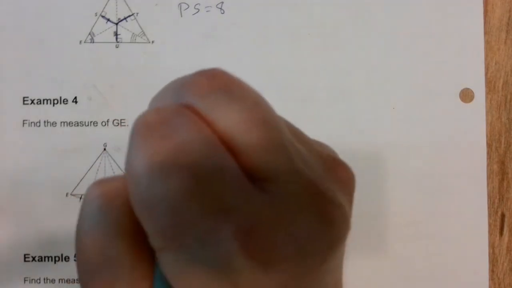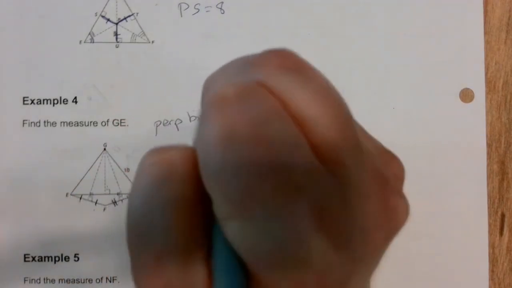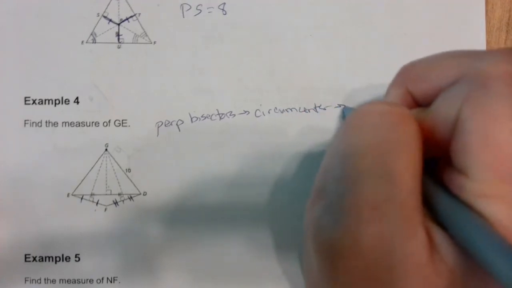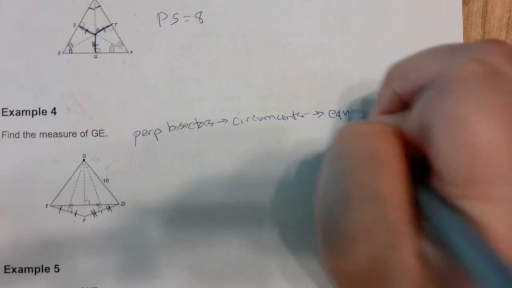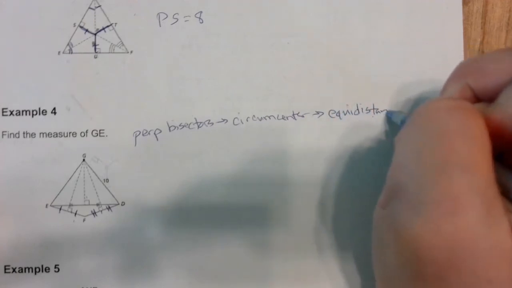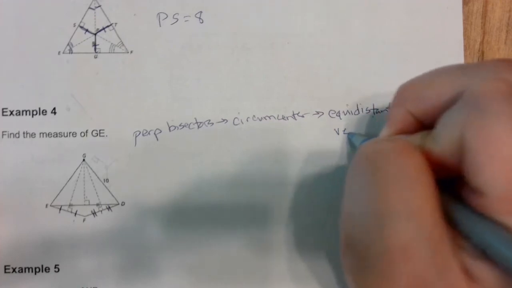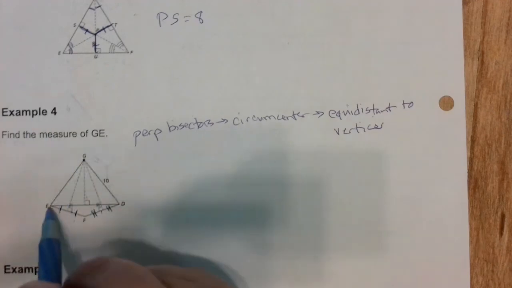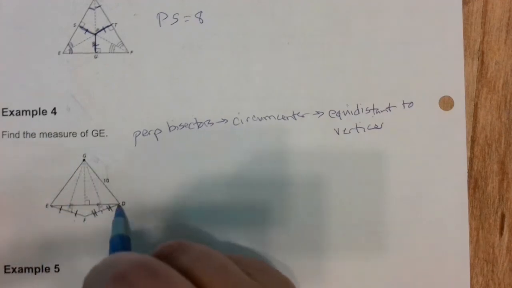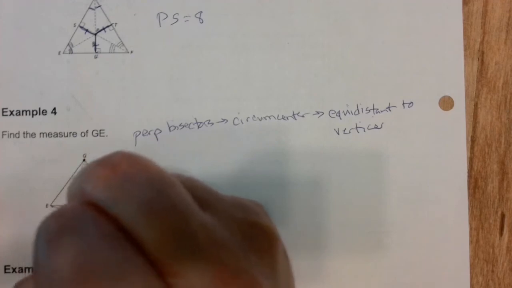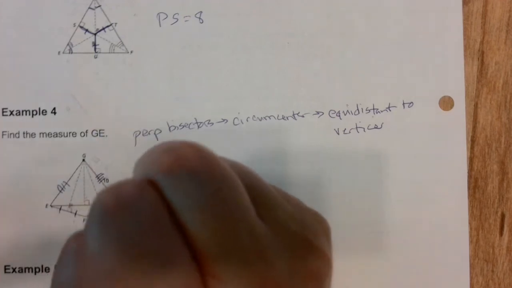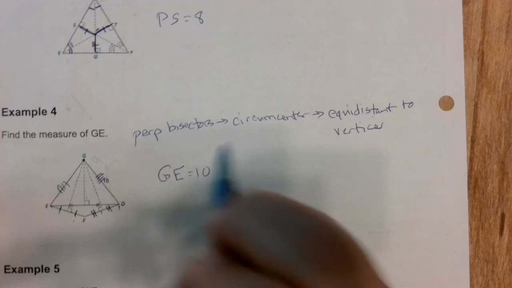This is a picture of perpendicular bisectors, which means that point is a circumcenter, which means it is equidistant to the vertices. One vertex is E, one vertex is D, so it means GD and GE are the same. So GE equals 10.